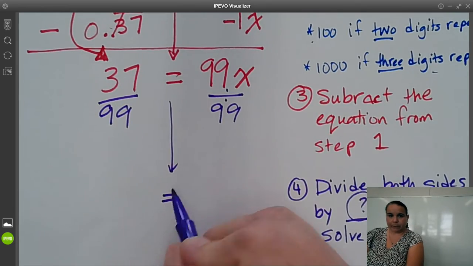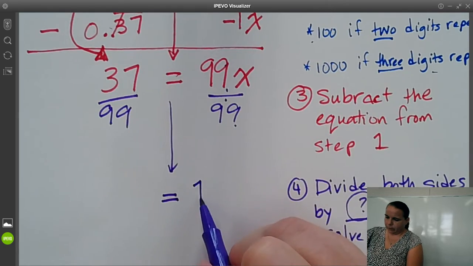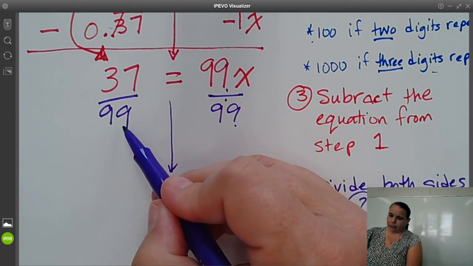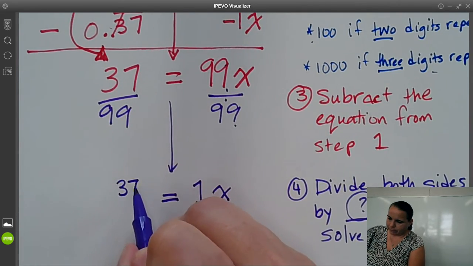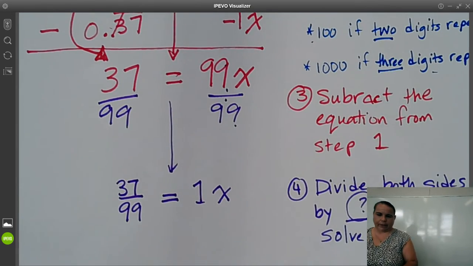So we have our equal sign. 99 divided by 99 makes 1. So we have 1, and then the x stays there. And then 37 over 99. 37 is a prime number, so we cannot simplify this fraction. And that is our answer.